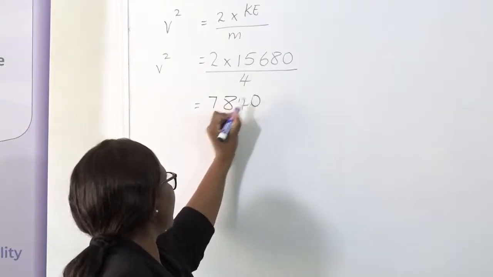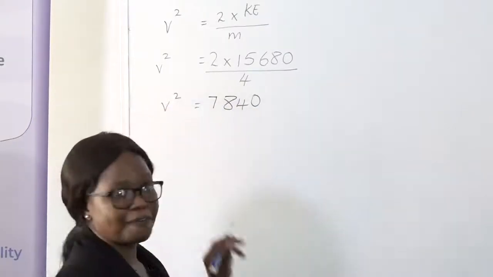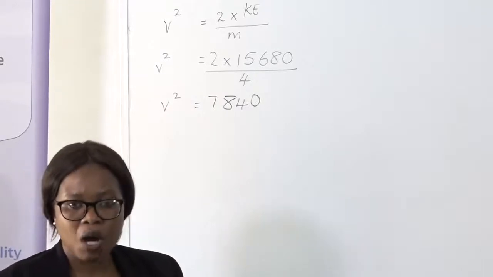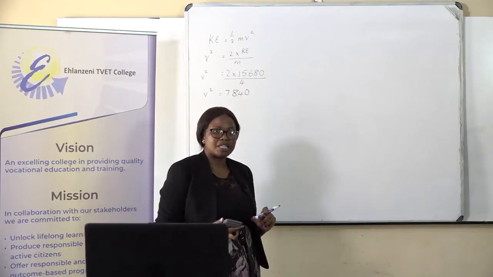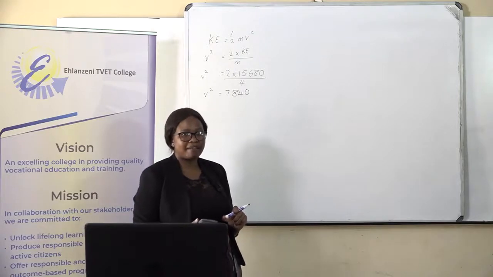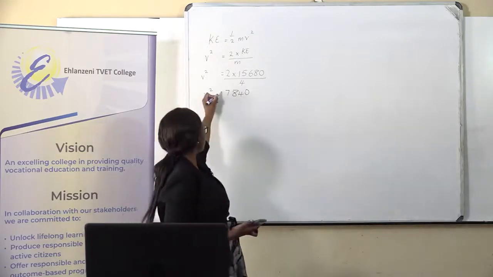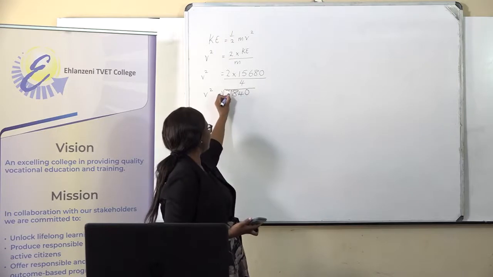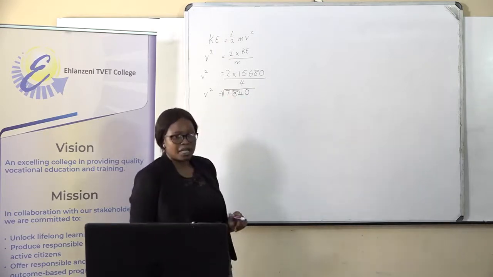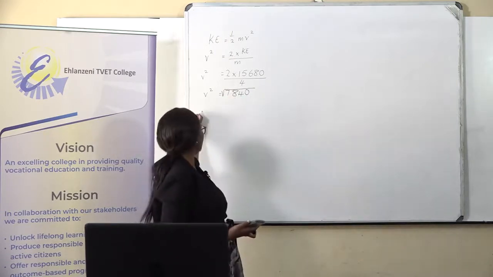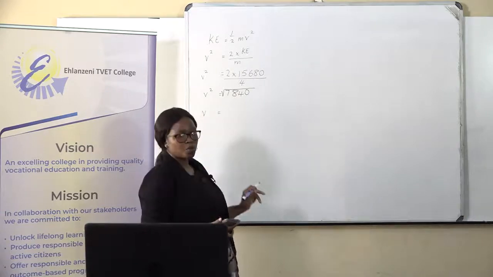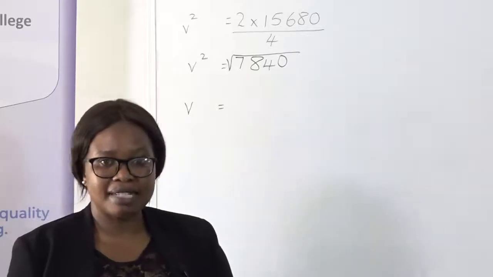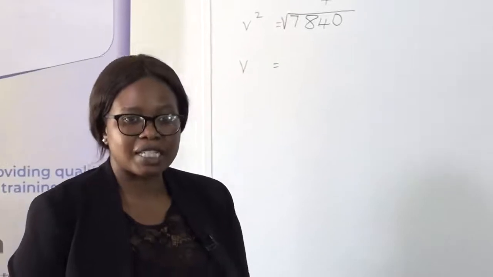I got 7,840. But remember, it's v squared. So how are we going to remove the square root so that we remain with velocity? We are going to square root this 7,840 so that we'll at the end have our final velocity. Let's square root 7,840. What is our velocity?